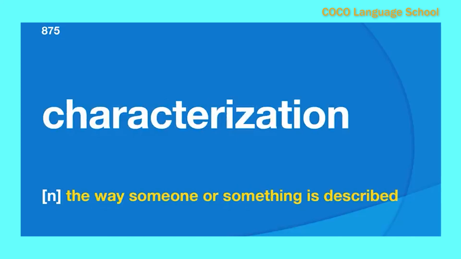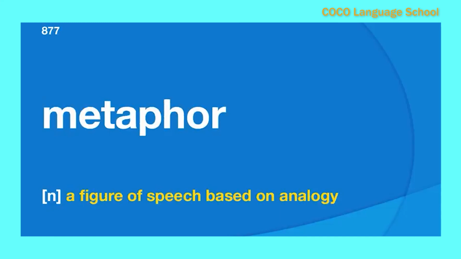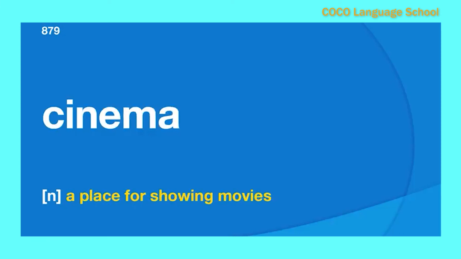The way someone or something is described. Characterization. The lightest of all chemical elements, has no smell or color. Hydrogen. A figure of speech based on analogy. Metaphor. A review of the quality of a work. Critique. A place for showing movies. Cinema.